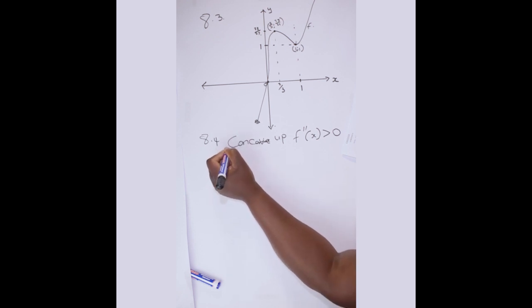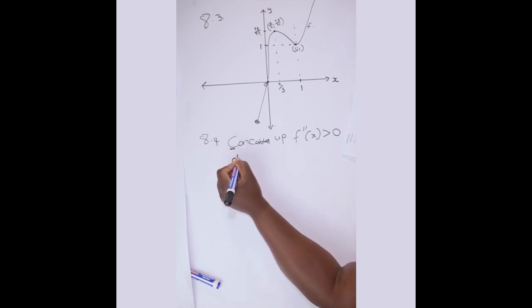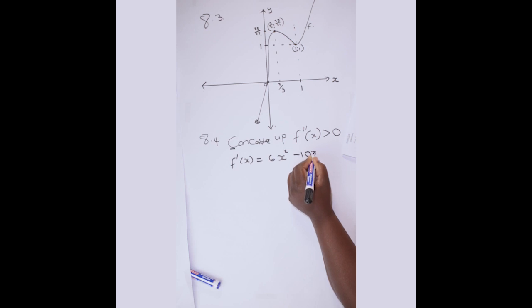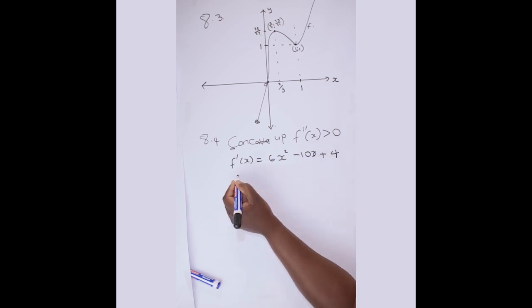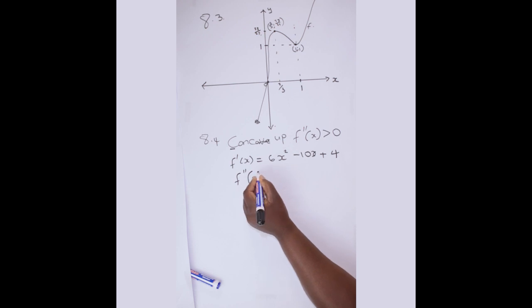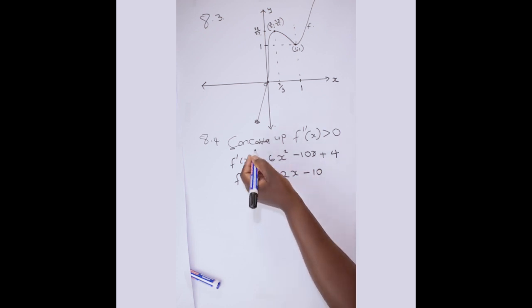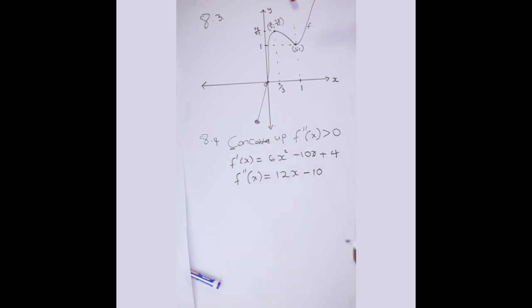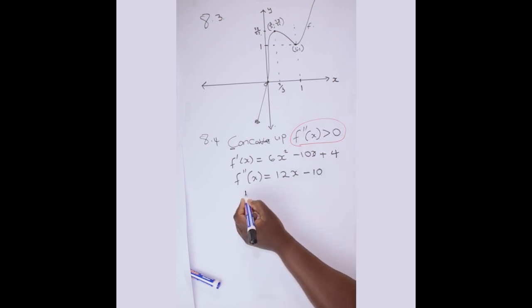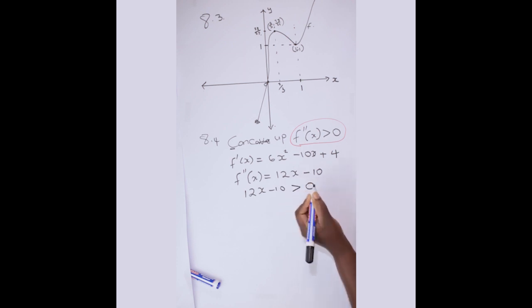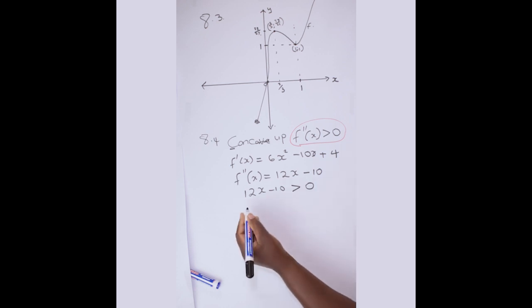So this is what you have to remember now. It's the first derivative, let's copy it down. It equals 6x squared minus 10x plus 4. Now the second derivative will be equal to 12x minus 10. That is your second derivative. But we are saying that for concave up, our second derivative must be greater than 0. So we are going to take the 12x minus 10 and make it greater than 0, and we can start doing algebra.